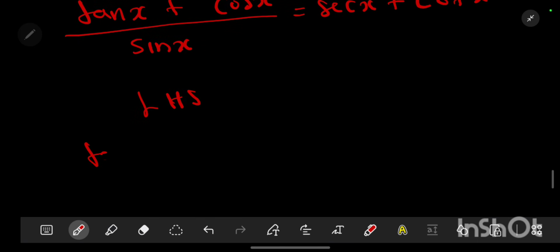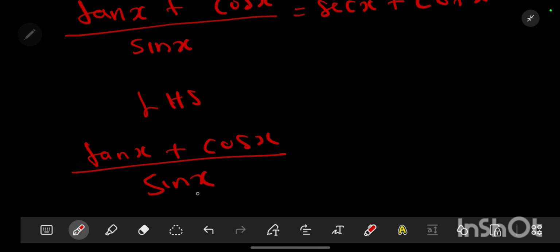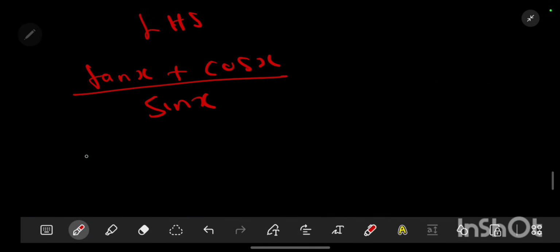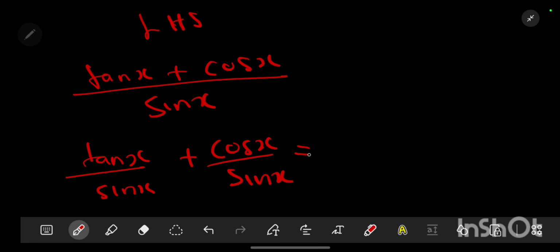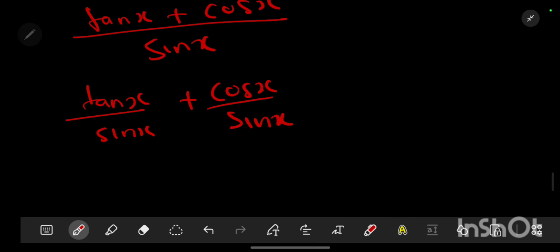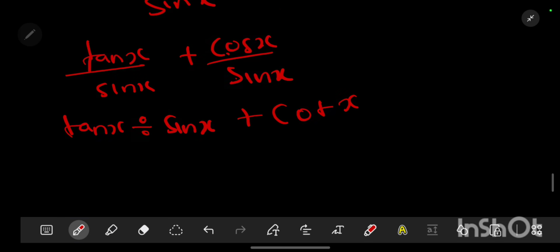So this gives us tan of x plus the cos of x over the sine of x. So this should be equal to that. Remembering, this is the same as tan of x over the sine of x plus the cos of x over the sine of x. In this case we can split this equation by saying tan of x divided by the sine of x. Now remember, cos over sine is cot of x.